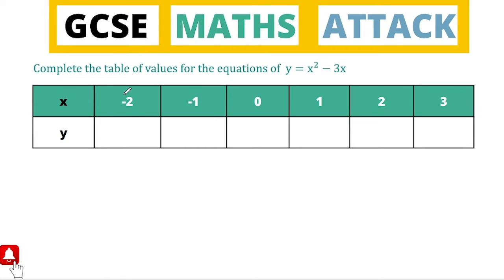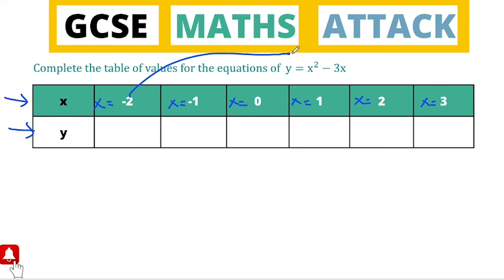As I said, this is our x column and this is our y column. This is x equals minus 2, this is x equals minus 1, this is x equals 0, this is x equals 1, this is x equals 2, and this is x equals 3. And we're going to substitute wherever we see an x over here. So if I was going to do the first one, which is x equals minus 2, I will substitute it over here and over here because I can see x over here and here.